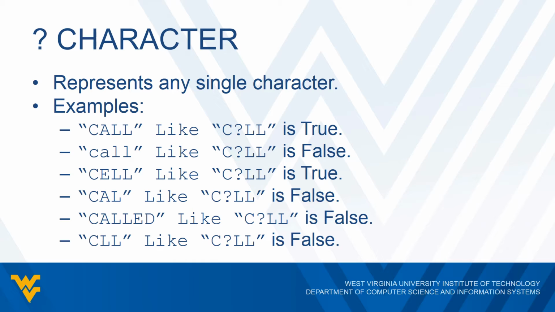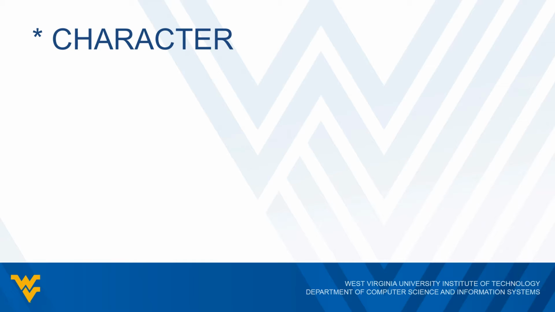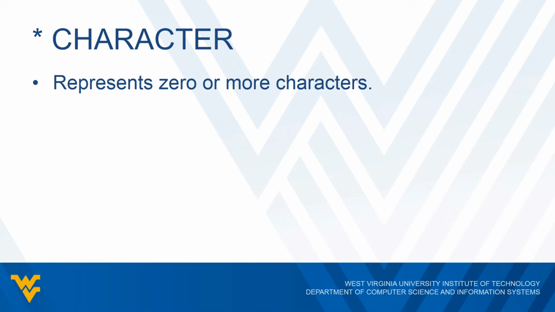The next character we'll take a look at is the star character or the asterisk character. Either term is fine. This particular character represents 0 or more characters. So what that means in our pattern is that this could be no characters at all. It could be any single character. It could be any set of characters.